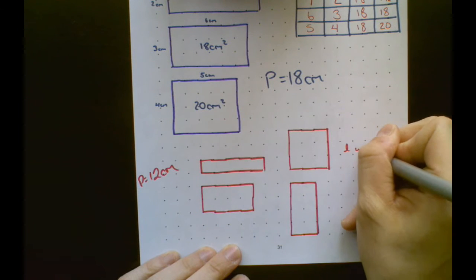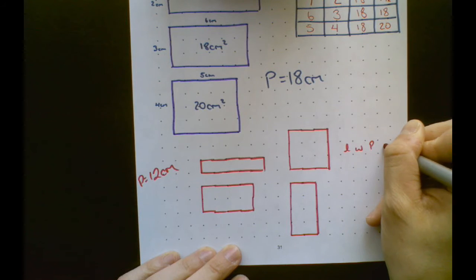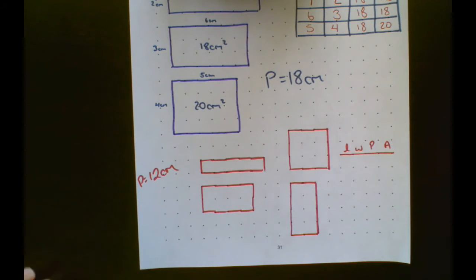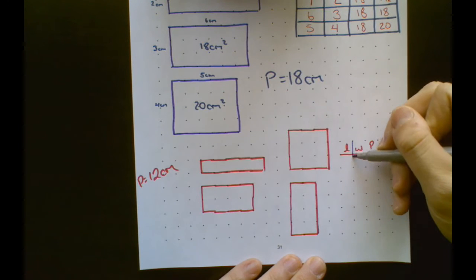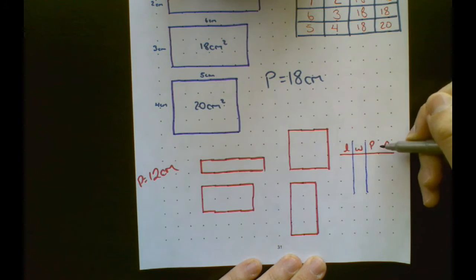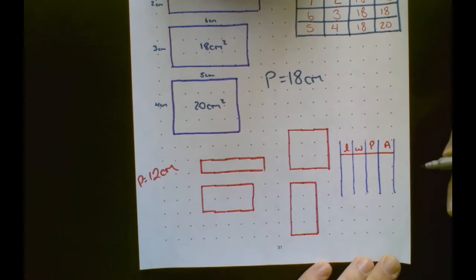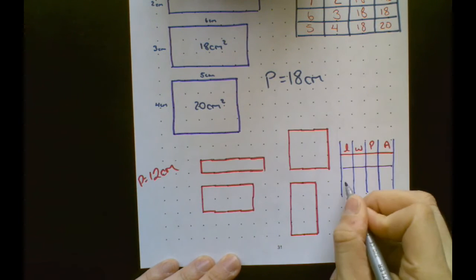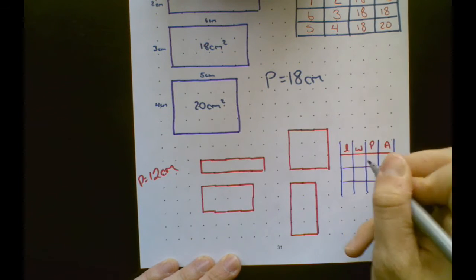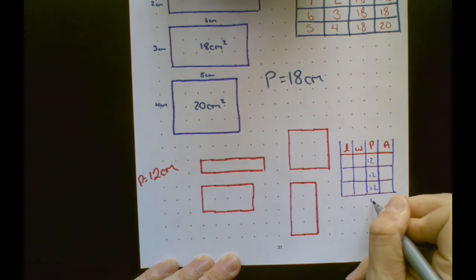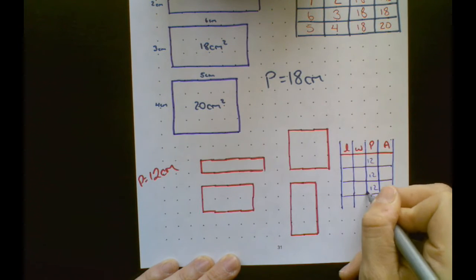Alright, so we got length, we got width, we got perimeter, and we have area. I'm going to swap to a different color here so hopefully you can see better. Okay, so our perimeters, thankfully, are all the same. 12, 12, 12, 12. I'll extend this if I have to.